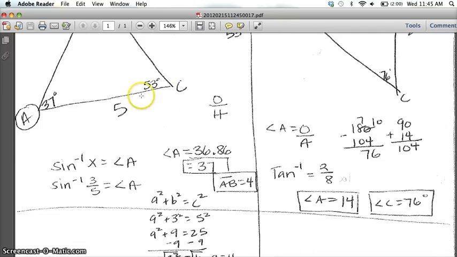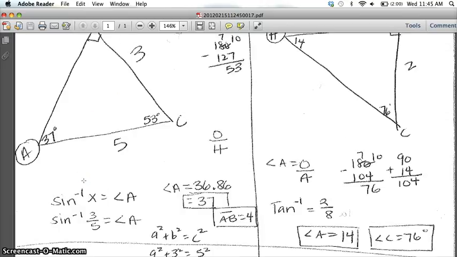So you're going to set it up as sine to the -1 because, again, if you're trying to find an angle, you need to use your inverse. So sine -1, and we're going to use our sides, opposite over the hypotenuse. So sine -1 of 3 over 5 is equal to our angle A.